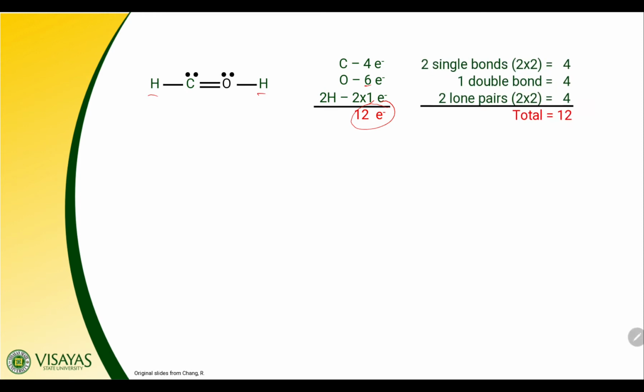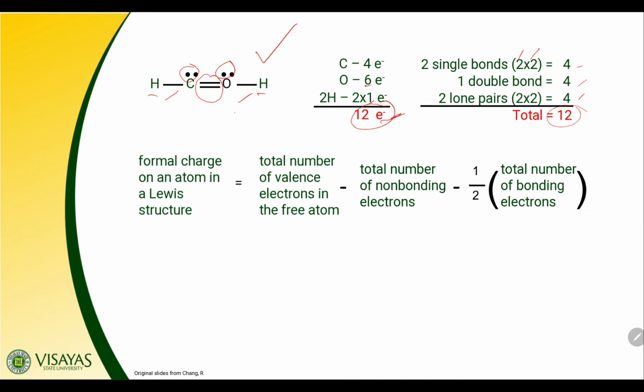So we have 2 single bonds. Each single bond has 2 electrons, so 2 times 2, we have 4 electrons for the single bonds. We have 1 double bond, so we have 4 electrons for that, and we have 2 lone pairs, so a total of 4. So 4 plus 4 plus 4, we have 12. Therefore, this structure is correct because the number of electrons in the structure is equal to the computed valence electrons.